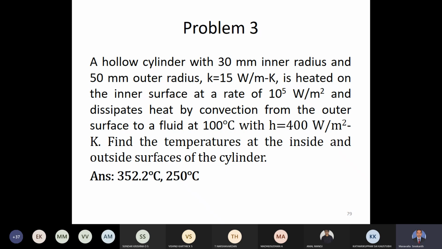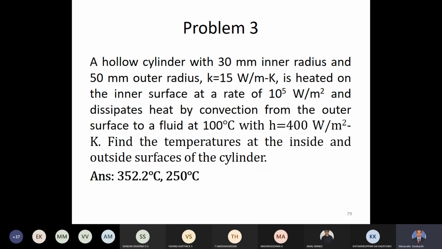K is 15 watt per meter Kelvin. The thermal conductivity of the material of the cylinder is 15 watt per meter Kelvin. It is heated on the inner surface at a rate of 10^5 watt per square meter, and dissipates heat by convection from the outer surface to a fluid at 100 degrees Celsius with heat transfer coefficient of 400 watt per meter square Kelvin. Find the temperatures at the inside and outside surfaces of the cylinder. So this is the problem about a hollow cylinder where there is a certain heating taking place at the inside and there is some heat transfer on the outside.